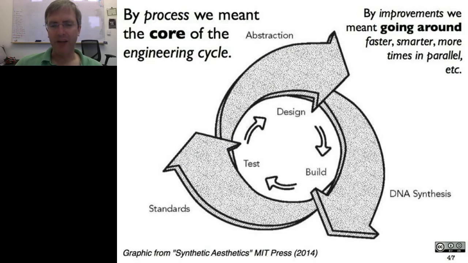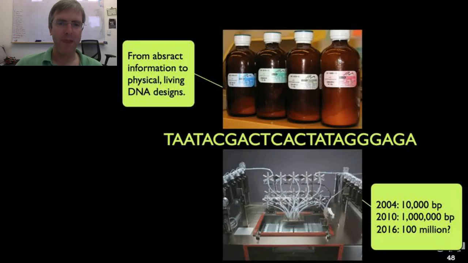Another way of thinking about the conclusions is at the core of engineering, there's a design-build-test cycle. We would like to go around the cycle more quickly, more smartly, faster, more times in parallel. We're agnostic about how to get better, but let's get better. DNA synthesis might help with separating design and build, allowing for specialization. Standards for measurement and reuse of parts might power up testing and design. Abstraction for managing complexity could help with design.